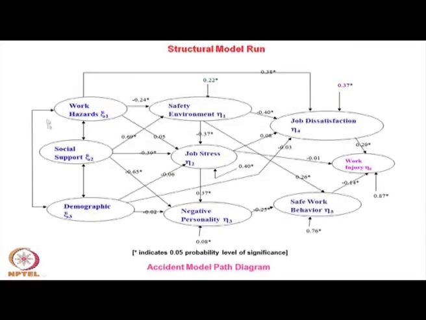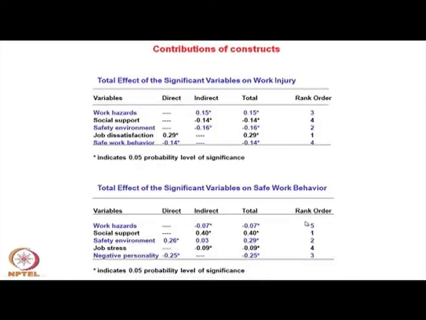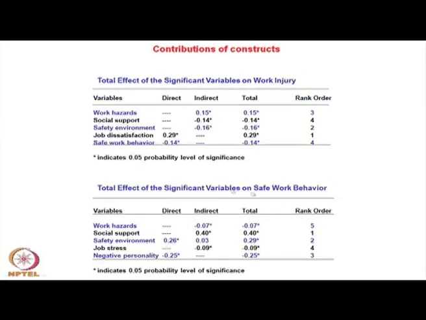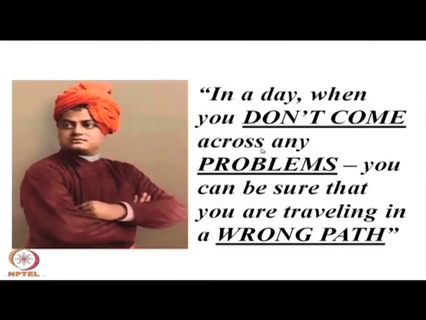See, these are the exogenous, but all of these are endogenous. So, for any of the endogenous variables you can find out what the direct and indirect effects are. This will definitely help you in making better policy. Okay. Total effect. So, we calculated for this case work behavior, for work injury, for job dissatisfaction, what the variables are and what their rank order is. Okay. So, thank you very much.